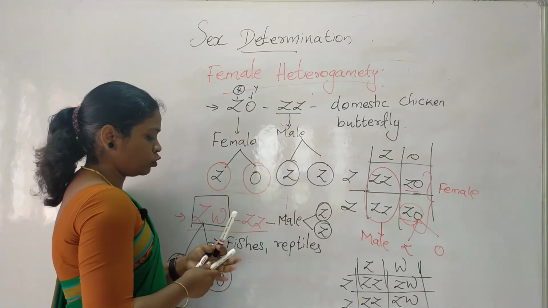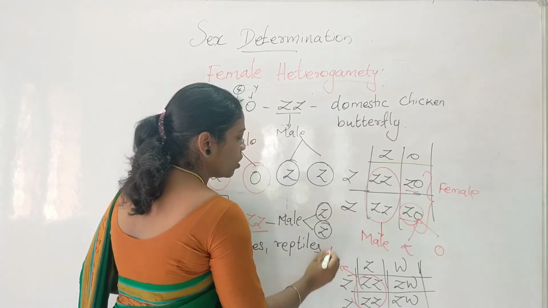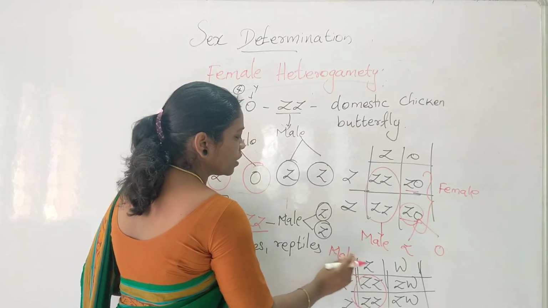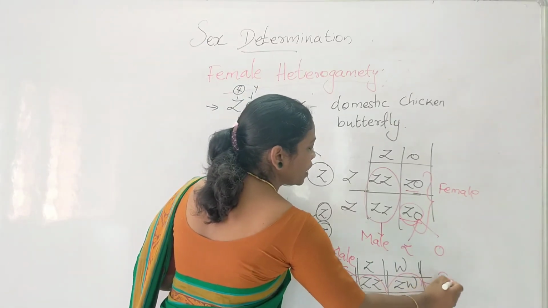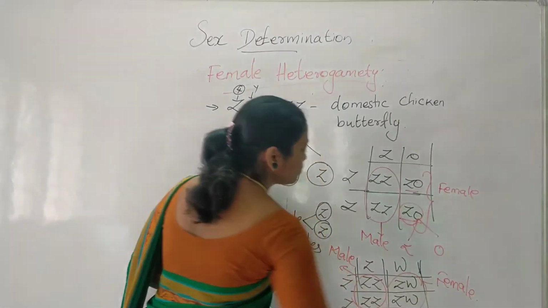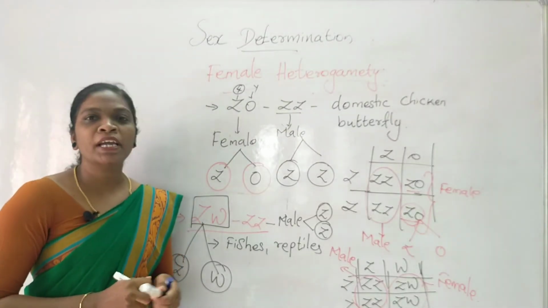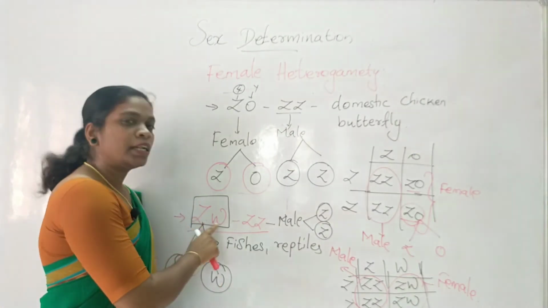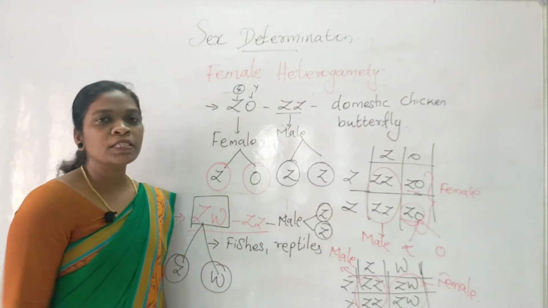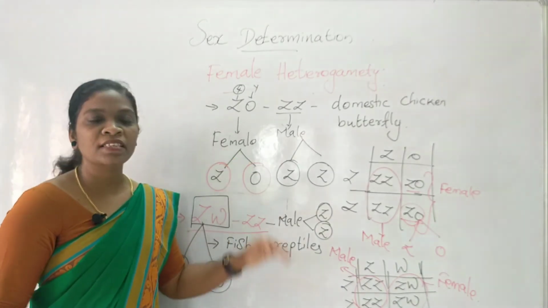Here the first two, on this side you can find all the male individuals. On this side you can find female individuals. So here the sex of the offspring is determined based on the female chromosome, Z and W. Okay, so this is known as female heterogamety. Are you able to understand? I am just summarizing it again.